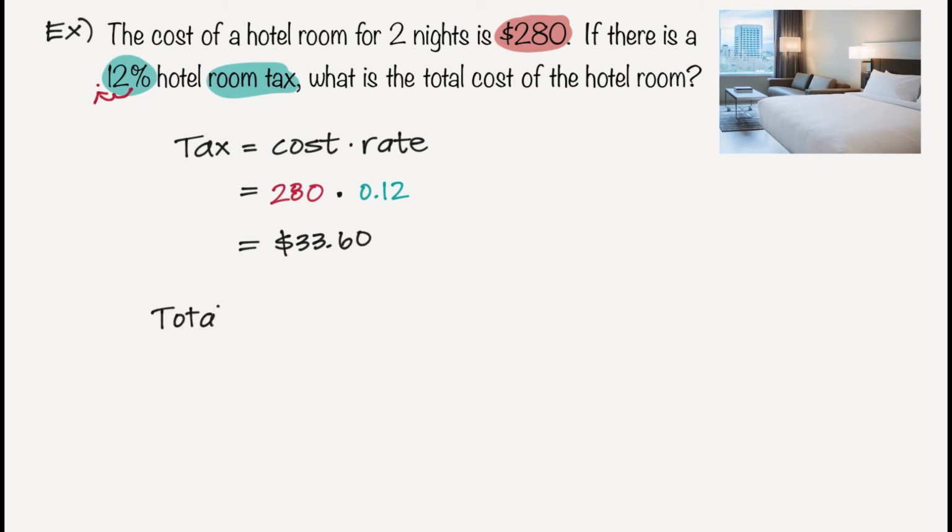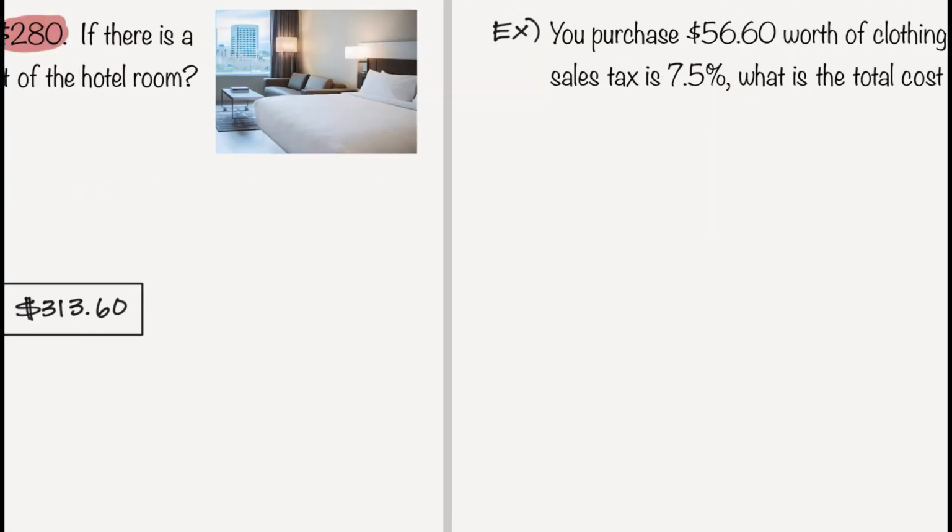And then when I multiply those two values together, I find that the tax is $33.60. So the total cost for this hotel room is that $280 plus the $33.60 for tax, for a grand total of $313.60. And that's it. Let's move on.